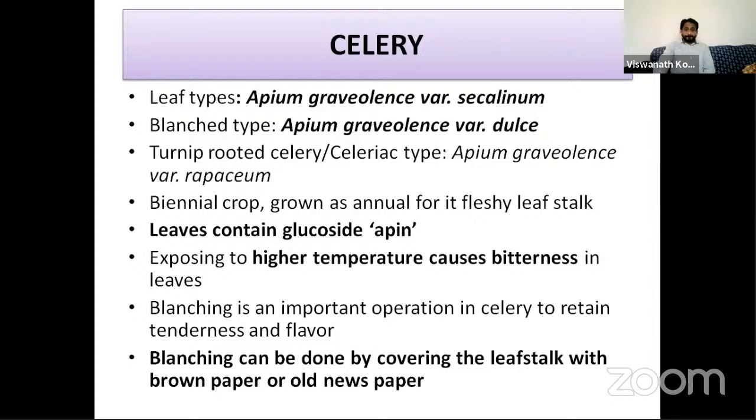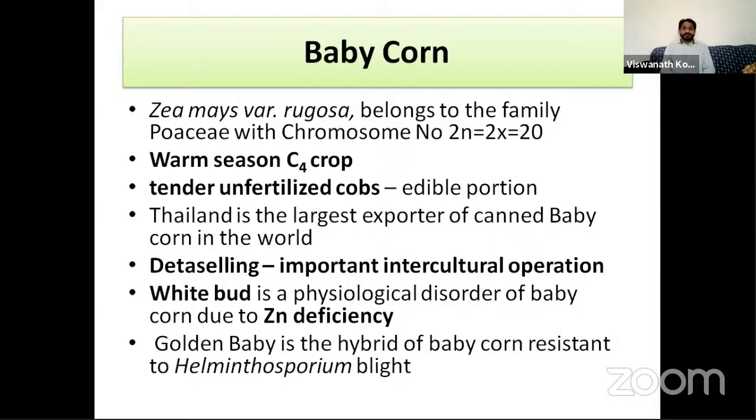And baby corn is another important crop. Here, Zea mays variety rugosa belongs to the family Poaceae. It's a warm season C4 crop. Amaranth is a C4 crop, and baby corn is a C4 crop. And the edible portion of the baby corn is the tender, unfertilized cobs.